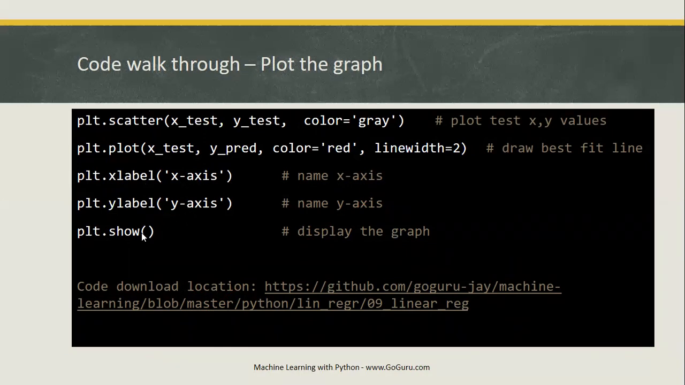And the final line here says, okay, show me the graph now. So without this, your graph won't show. So this line is equally important. You can have all these four lines here, but without this, nothing is going to show up.